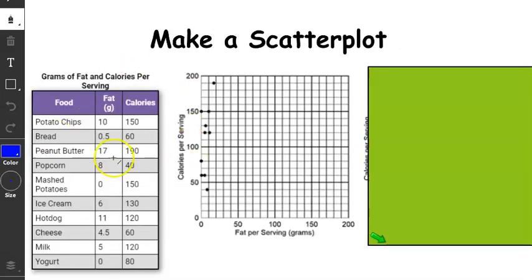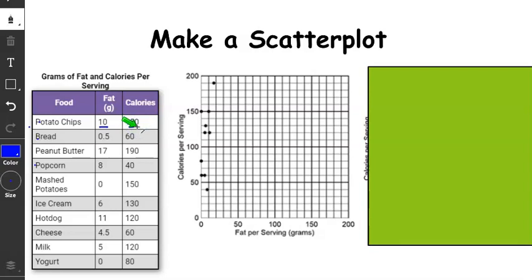So let's take a look at this example. We have a chart here of grams of fat and calories per serving. Look at this. Looking for some of your favorite foods. Potato chips. Bread. Popcorn. It doesn't say what kind of popcorn, movie theater popcorn or just regular microwave popcorn. Ice cream. So it shows you the grams of fat and the calories per serving for each of the food items.